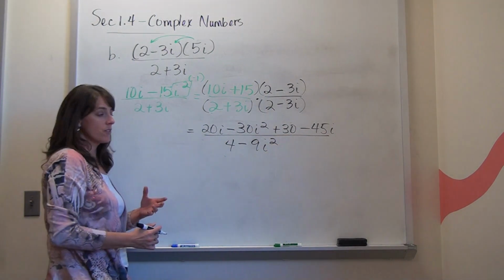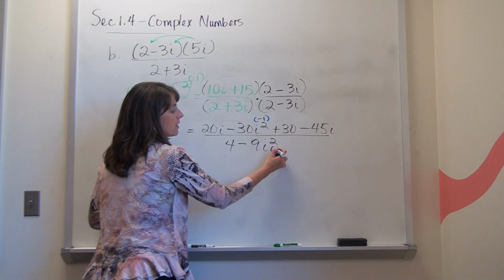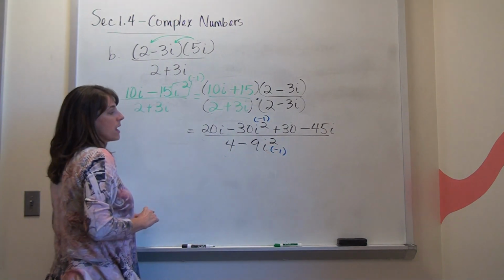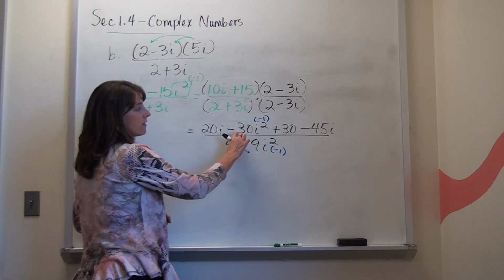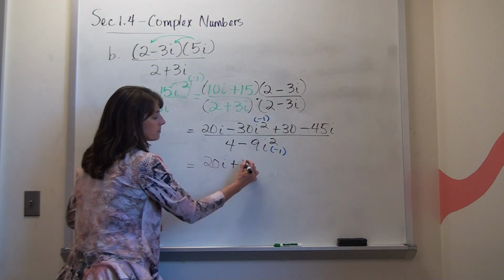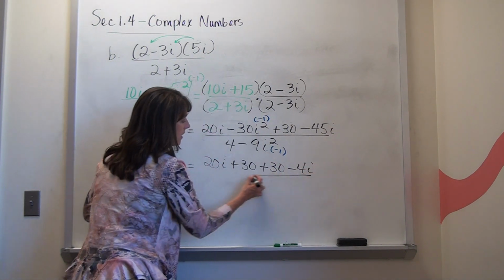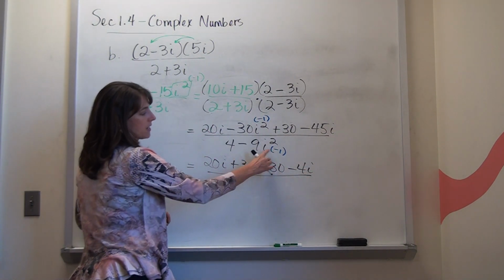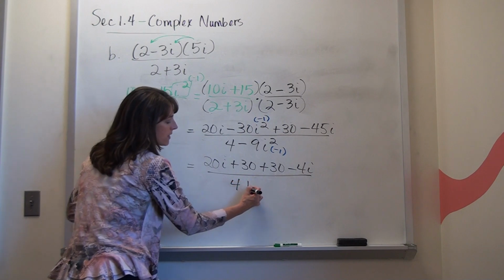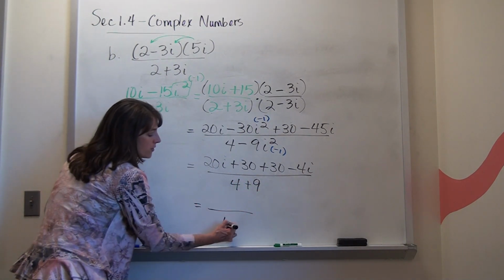But here again, every time you see that i squared, you need to be thinking negative 1. So now I'm going to take that negative 30 times a negative 1, and that'll give me a positive 30. And here's the rest of it. And on that denominator, same thing down here. Negative 9 times negative 1 will be a positive 9. So in that denominator, I really just have a 13.